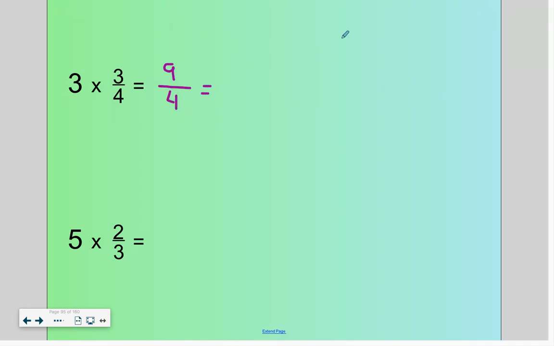9/4 is an improper fraction. Fractions are division, so you can set this up as 9 divided by 4. You get an answer of 2 1/4. Or you can ask yourself, 4 goes into 9 2 times without going over, and there would be 1/4 left over.